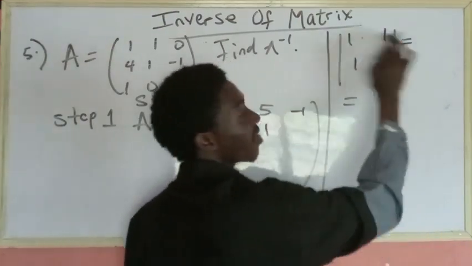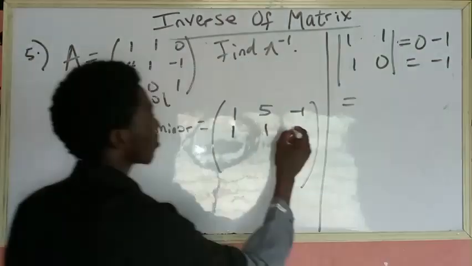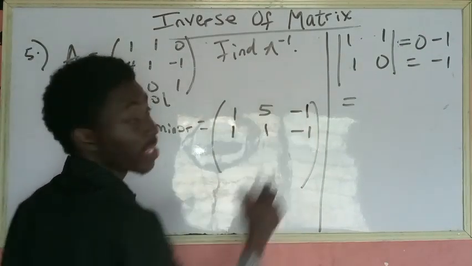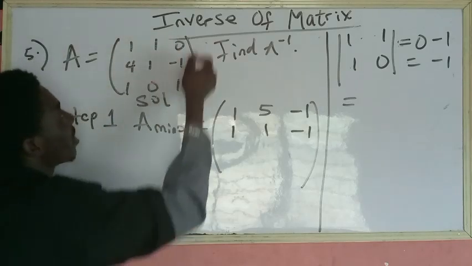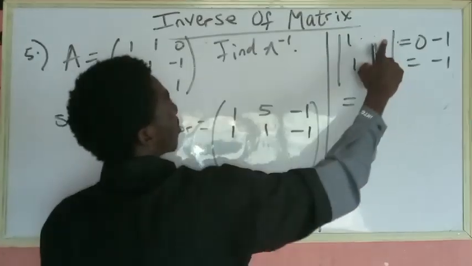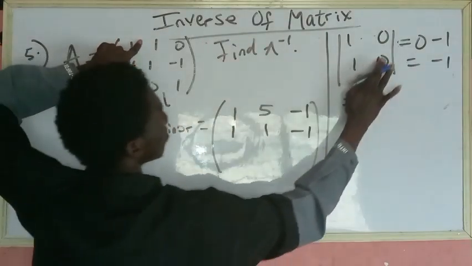What do you have here? You have 1 times 0, which is 0. This is a 1, and you have a minus 1 here. Next one, you have this 1. 1 covers this column and this row. I'm left with this 0. You can see, I'm left with 1, 0, 1 and minus 1.